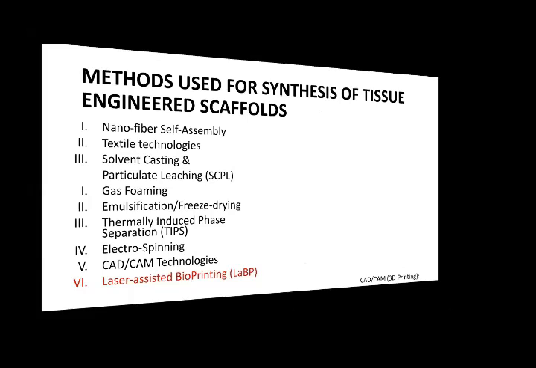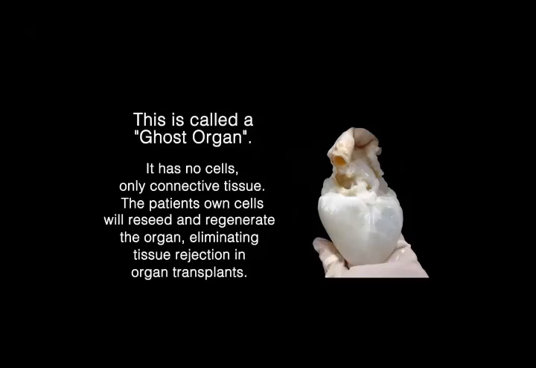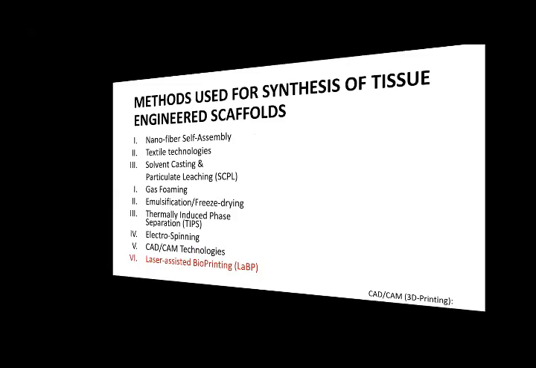Let's see, what are some of the methods used for synthesis of tissue engineering scaffolds? For synthesis, we can use nanofiber self-assembly, textile technologies, solvent casting and particulate leaching, gas foaming materials, emulsification, freeze drying, thermally induced phase separation, electrospinning is another method, CAD-CAM technologies, laser assisted bioprinting. Bioprinters or 3D printers are also another form of leading methods used in synthesis of tissue engineering currently. CAD-CAM is basically another relative term for 3D printing. CAD-CAM technologies.